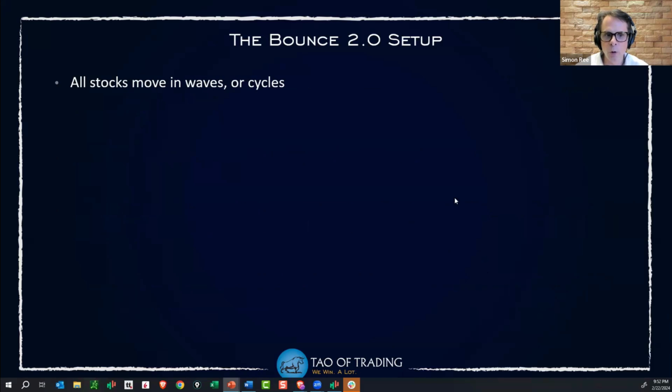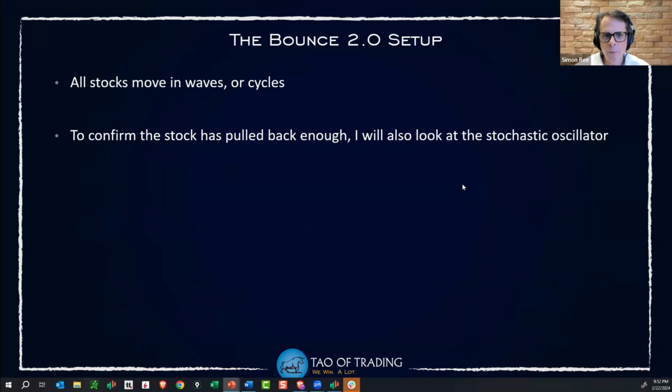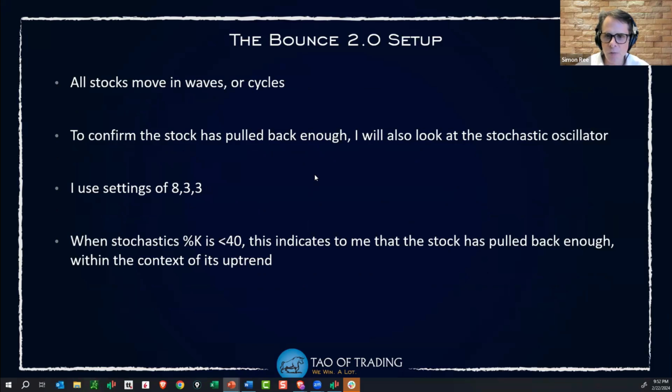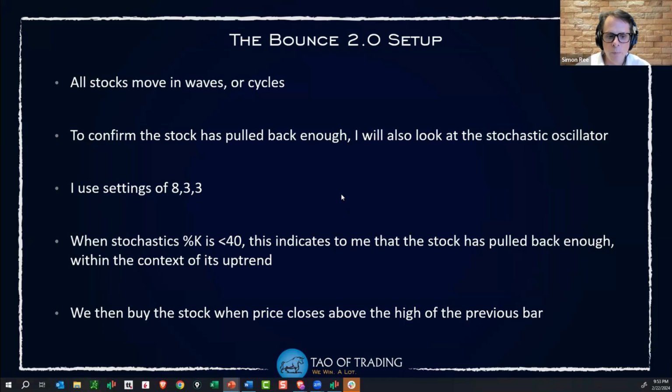Now, all stocks move in waves or cycles, and to confirm the stock has pulled back enough in the context of its cycle, I will also look at the stochastic oscillator. I use settings of 8, 3, 3 on the slow stochastics. On some charting platforms, it's just 8, 3. When the stochastics percent K is below 40, this indicates to me that the stock has pulled back enough within the context of its uptrend to be considered a buy for the dip. We then buy the stock when price closes above the high of the previous price bar or price candle.